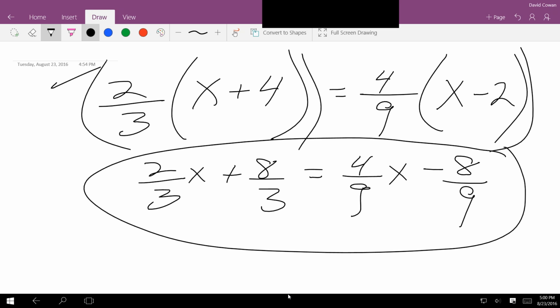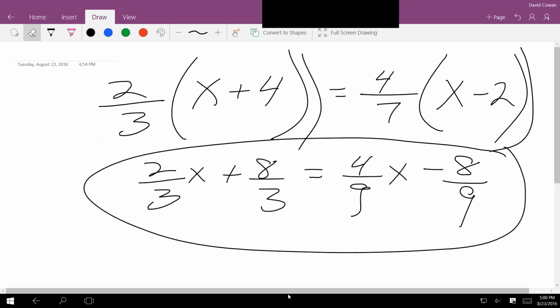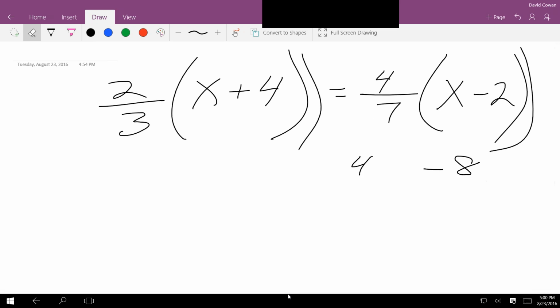Now, if I make that a 7 instead of a 9, like that, now it's a little harder. What do I have to multiply both sides by to get rid of both denominators? It's the common denominator.